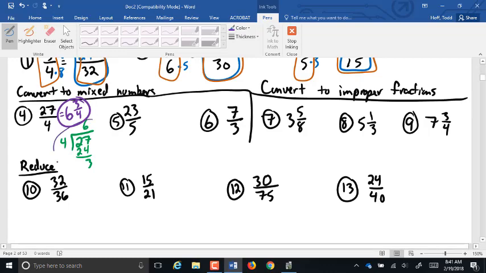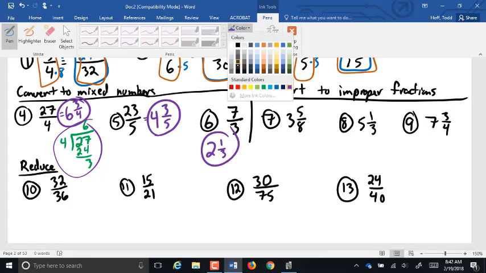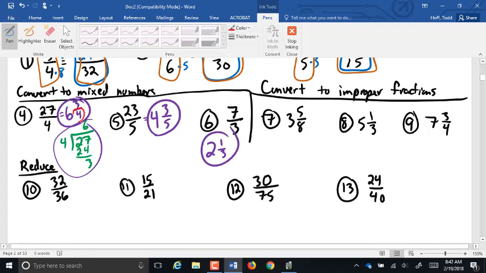Now we don't always have to write it out like this. A lot of times we can do it in our heads, like number 5. 5 goes into 23 how many times? 4 with how many left over? So 4 3/5. 7 1/3. Sorry, 7/3. 3 goes into 7 how many times? Twice with how many left over? 1/3. Perfect.